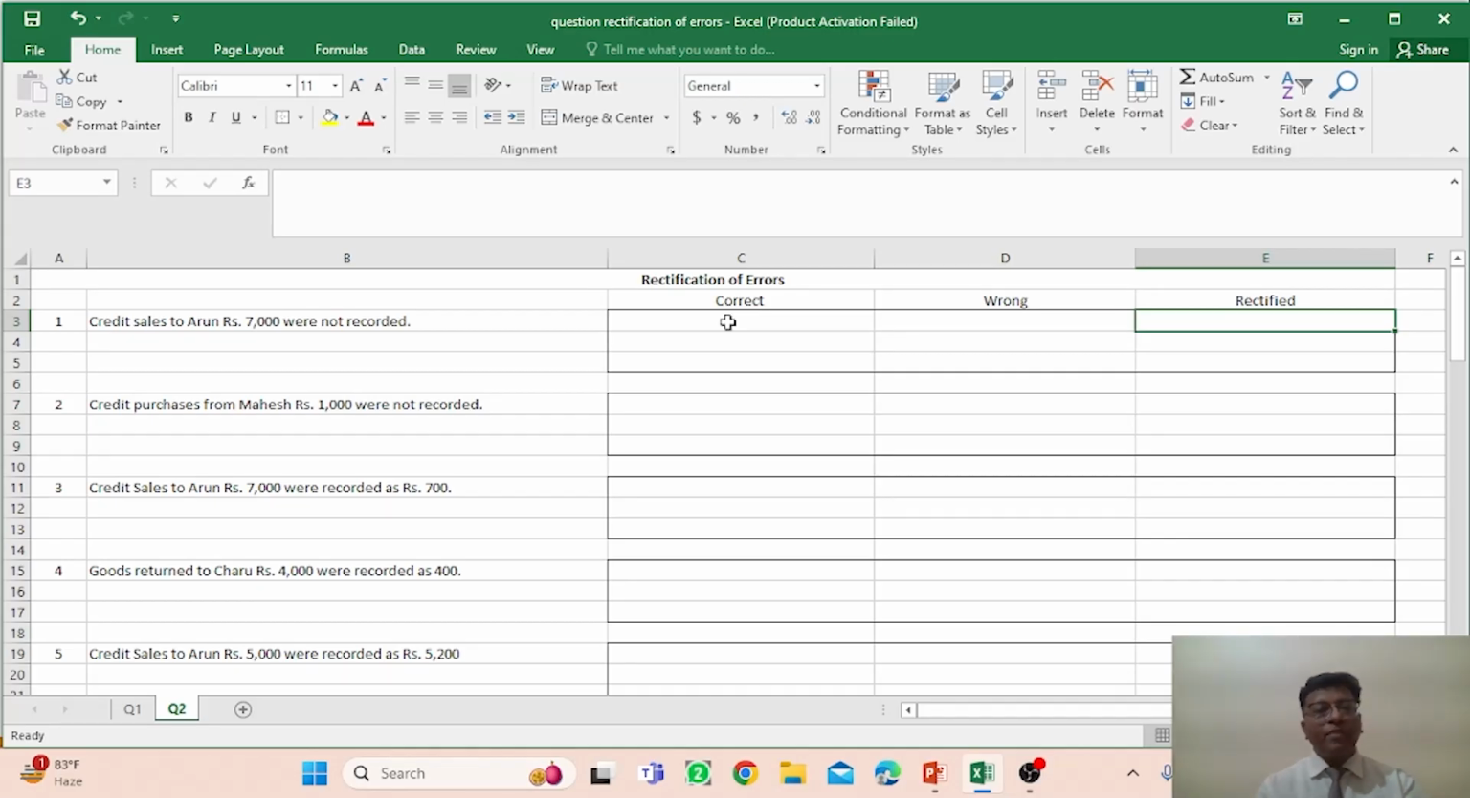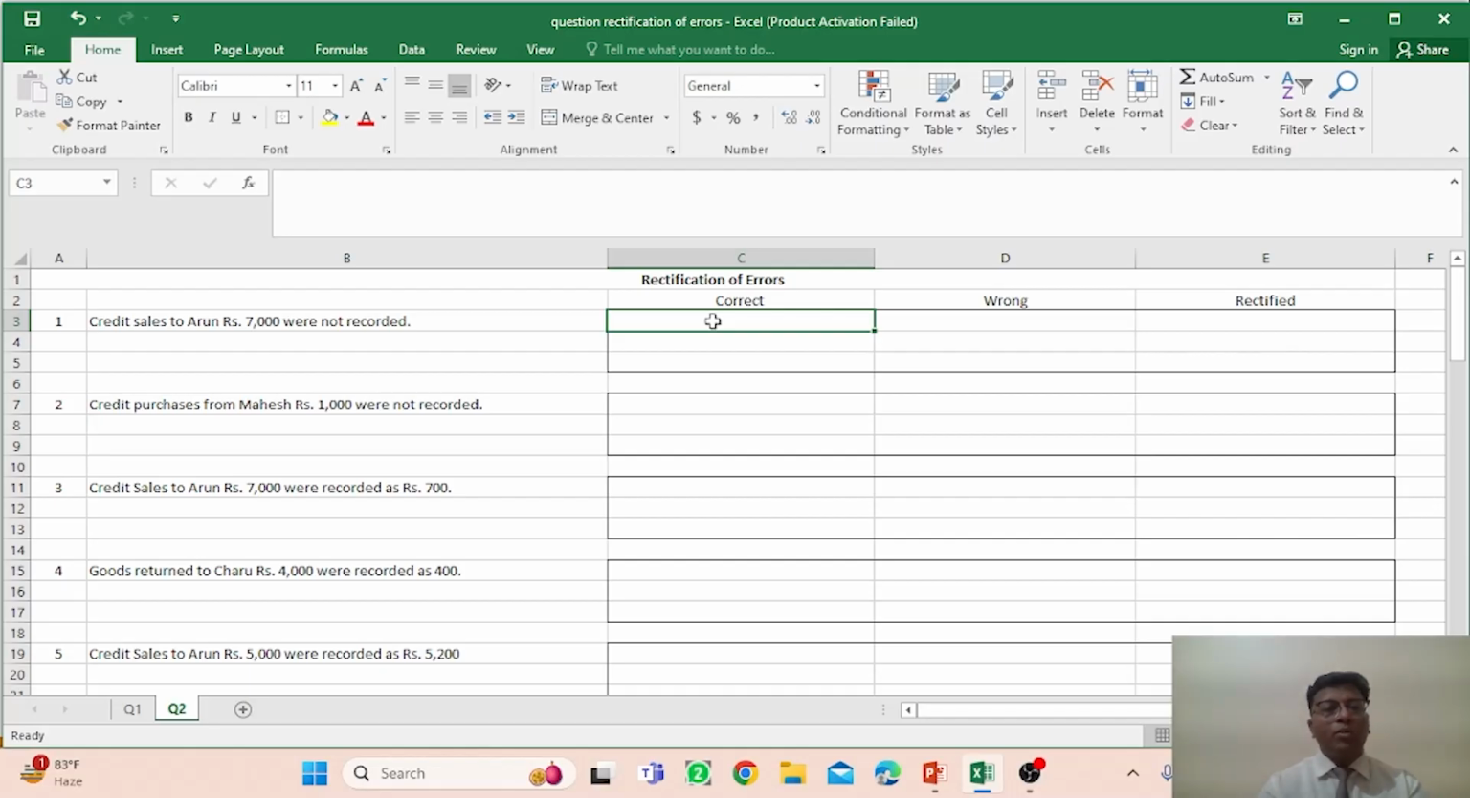Okay. So the very first thing is that you have to make the correct entry. One by one we have to consider all the transactions as given in this question. The very first is that credit sales to Arun, rupees 7,000, were not recorded. So you have to make the correct entry. What is the correct entry as per the rules of accounting, as per the rules of the journal entries?